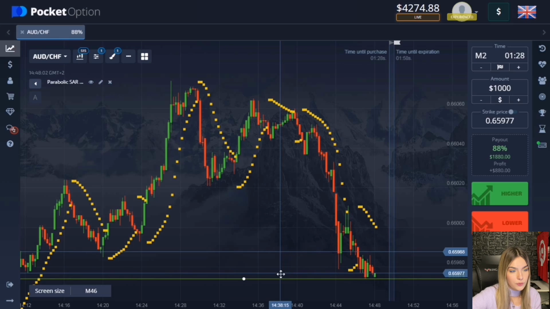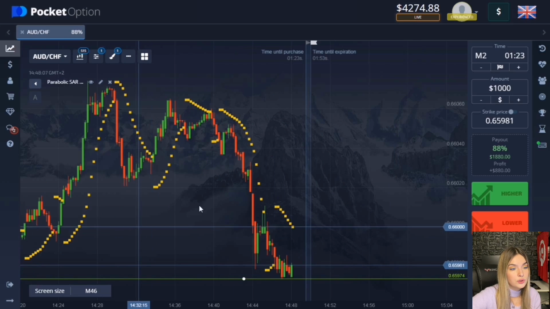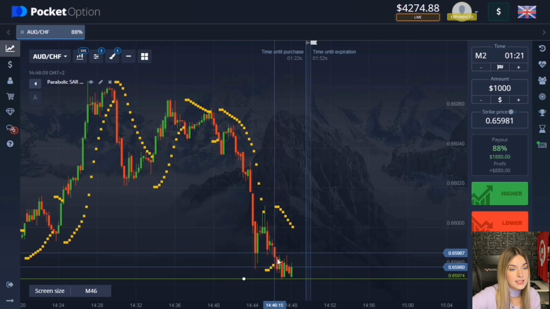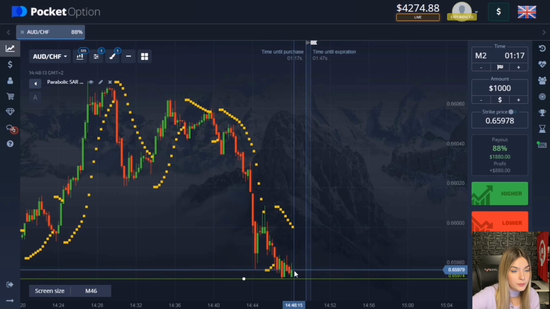Here we see the level of support. We also see that there was a downside movement here. I also draw your attention to the fact that our indicator tells us that the downside movement is expected. In this situation I think to open a deal for 2 minutes for a decrease.